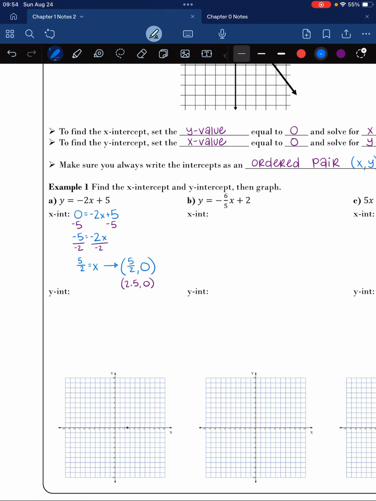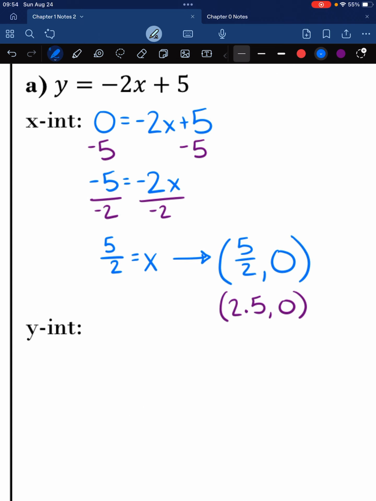Okay, let's go ahead and do the same thing for the y-intercept. I know my y-intercept is going to be (0, something), so I'm going to go ahead and set the x value equal to 0 in that equation above. So y equals negative 2 times 0 plus 5.